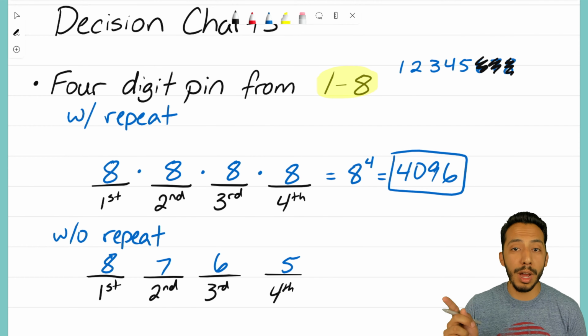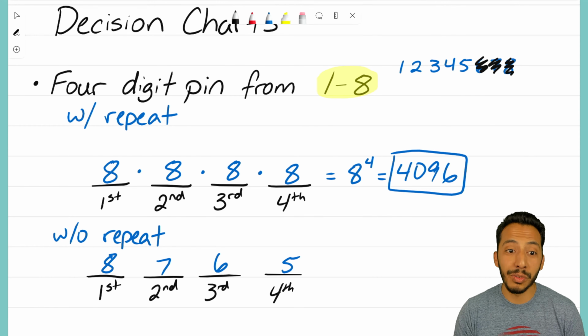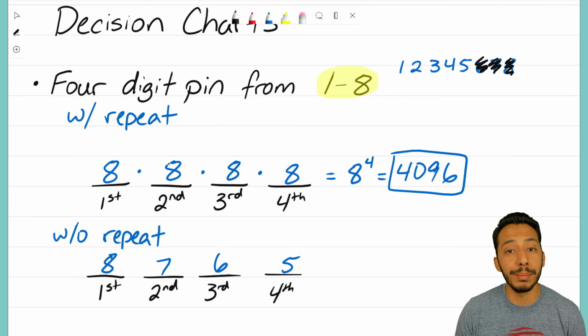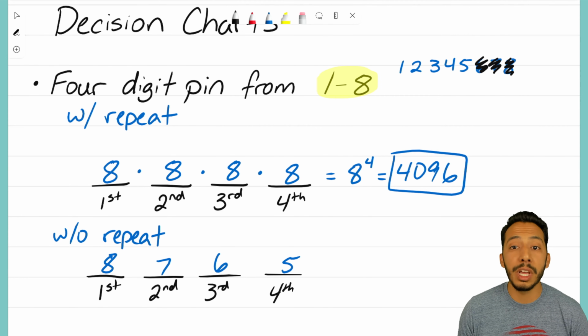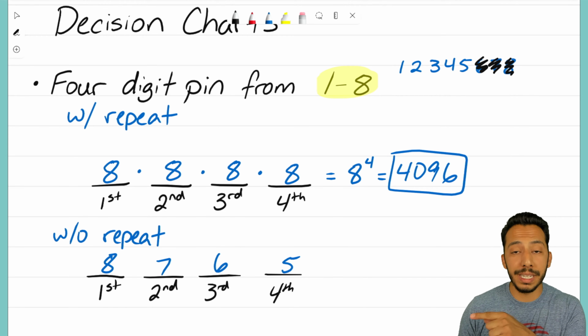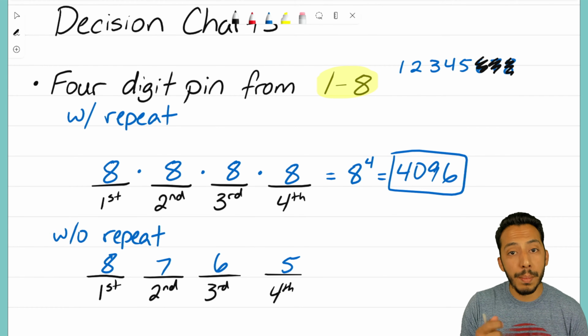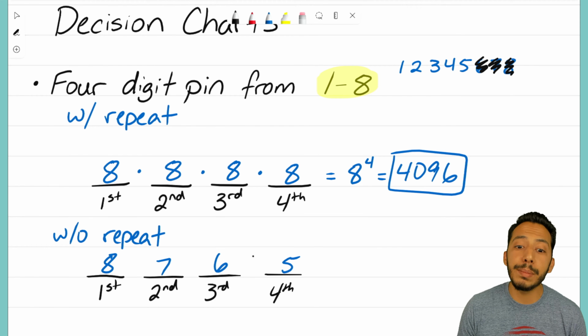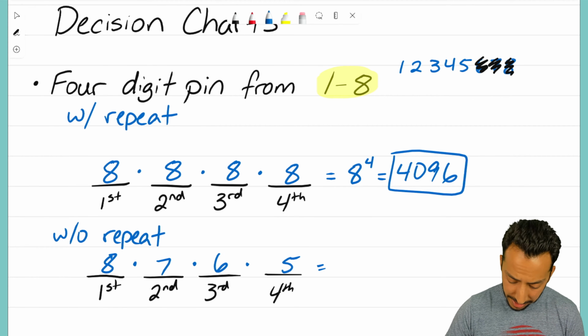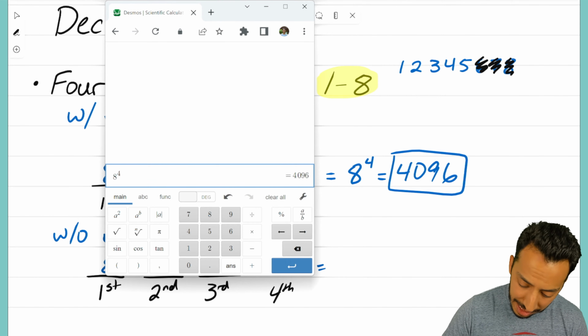This is a different problem than the one we saw originally, right? When you're repeating, notice that all of the numbers on that decision chart are the same. 8 times 8 times 8 times 8, because you can pick any number any time. But now I'm not repeating. So every time I pick a number, my numbers that I'm choosing from are going to keep going down by 1. So I end up with 8 times 7 times 6 times 5. And that right there, we can totally simplify because that's just going to be 8 times 7 times 6 times 5. Probably want to get our calculator out now and type that in.